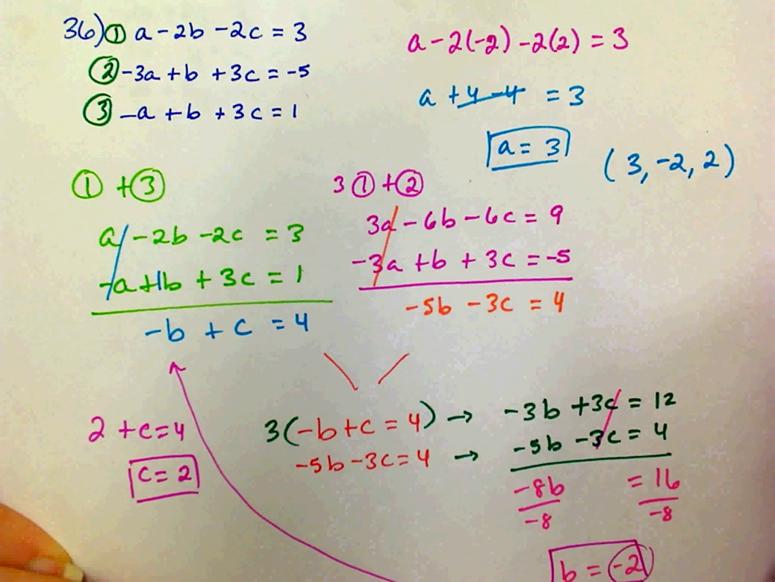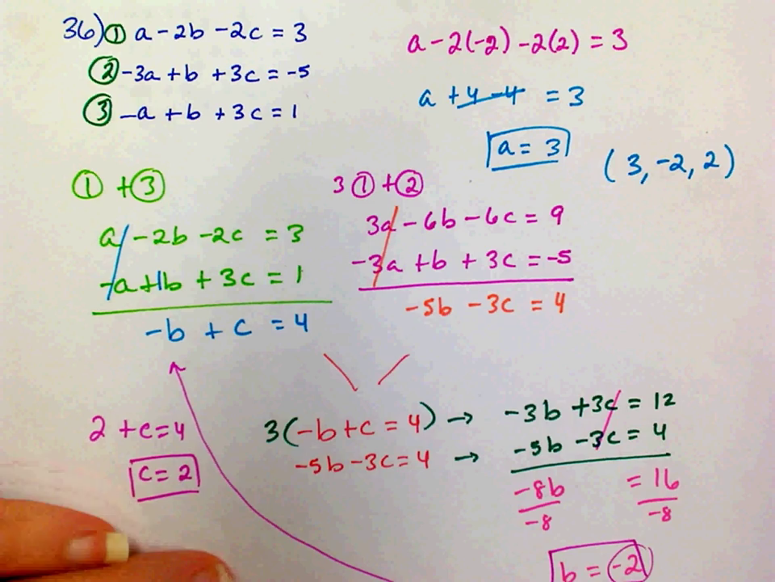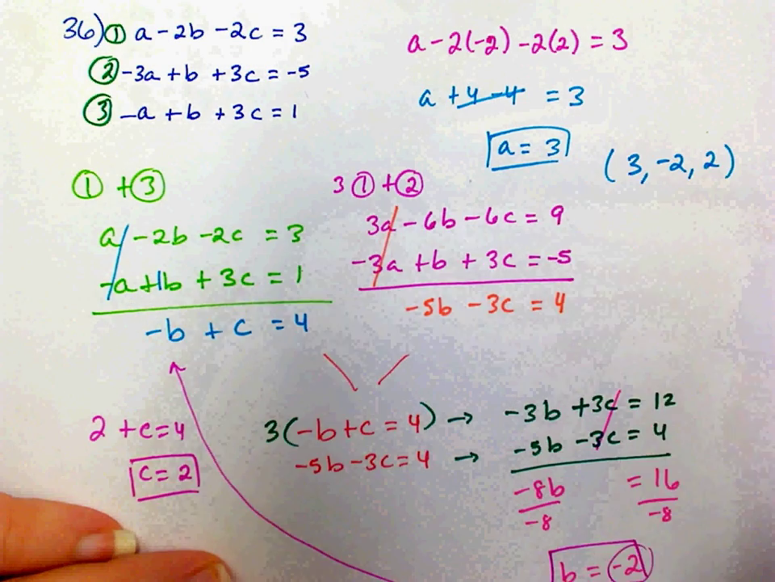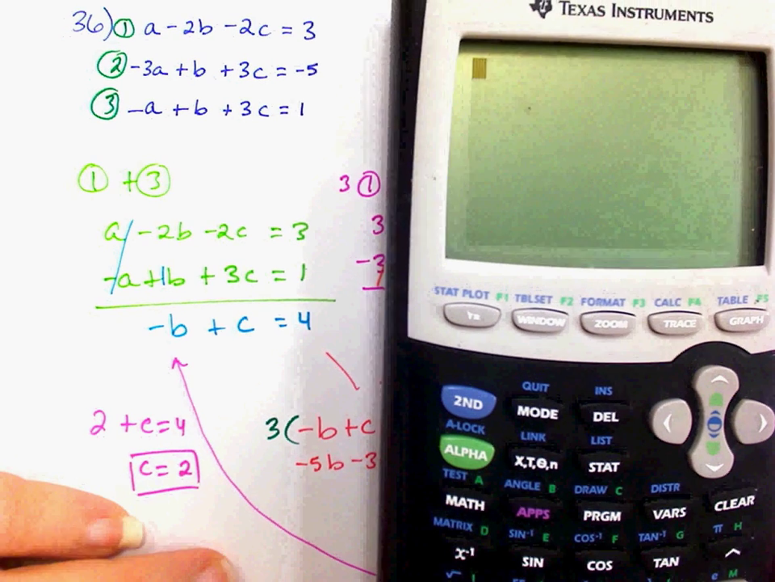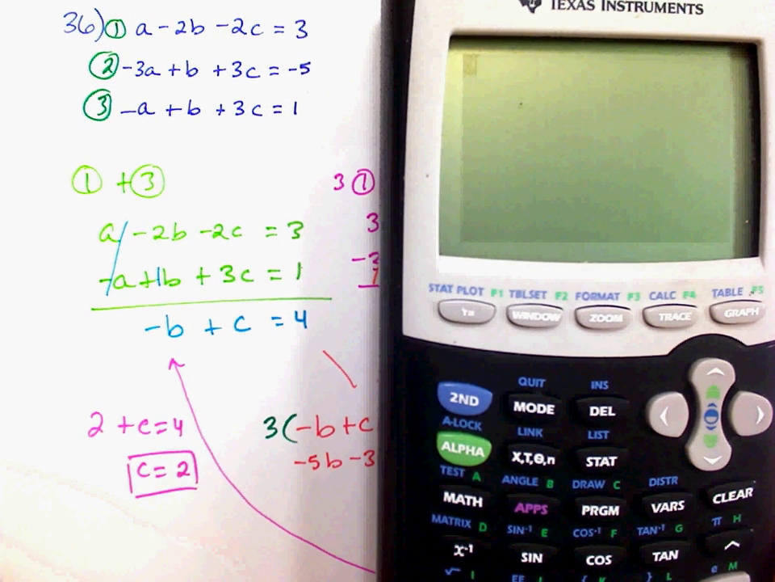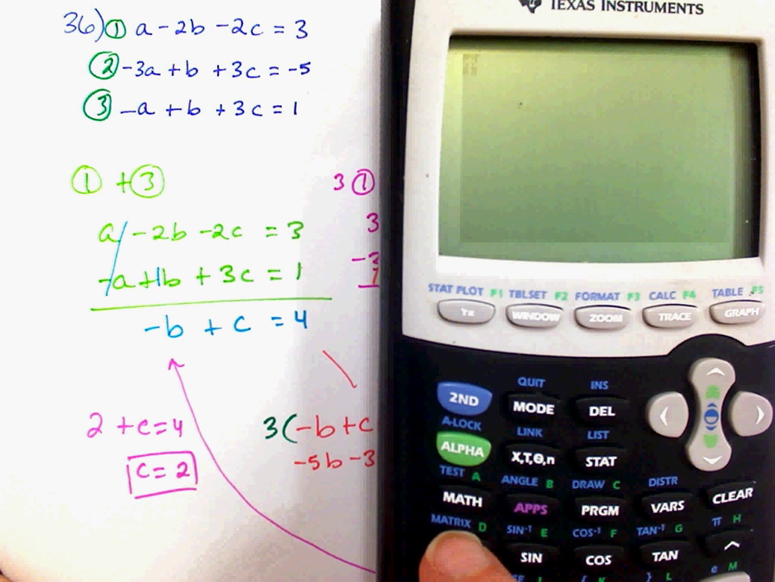Okay? But I also want to talk about how to get that with a calculator, okay? If you have a calculator when you're taking the test, then don't forget that you can use matrices. Now, if you're taking the test and it says solve using elimination, then you have to use elimination. But that doesn't mean that you couldn't check your answer using your calculator. So you go to second, and then you go to matrix, which is right above the x to the negative 1 right here.